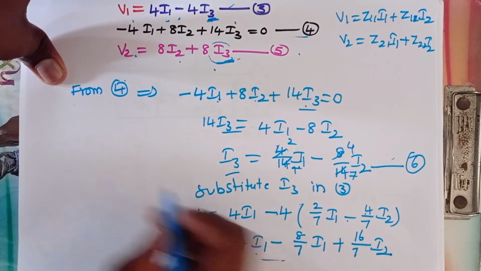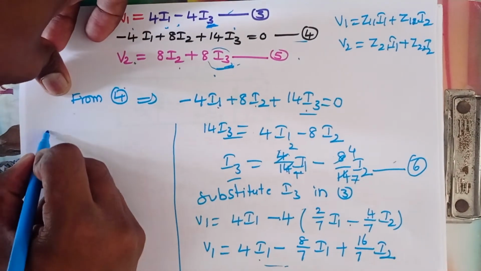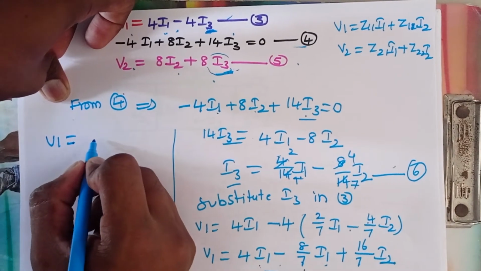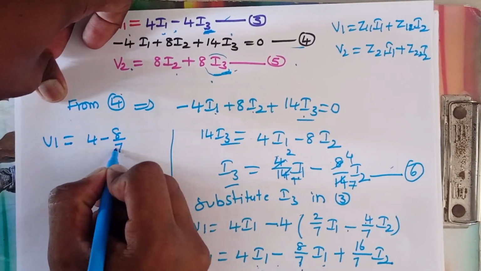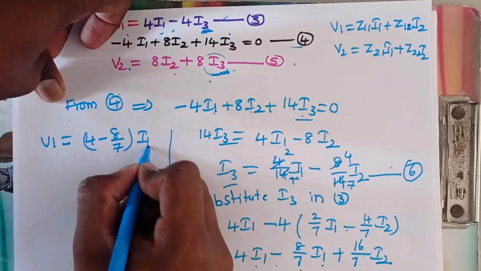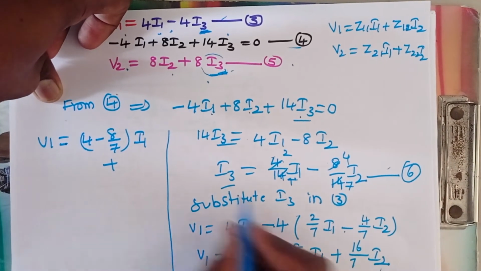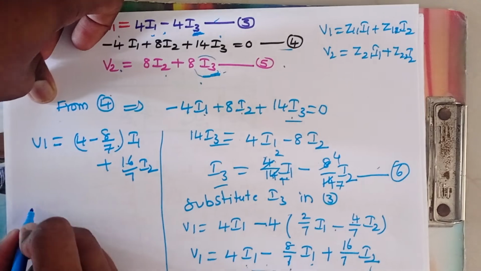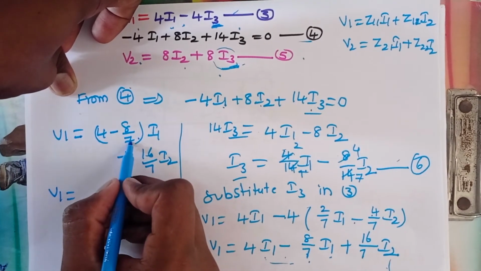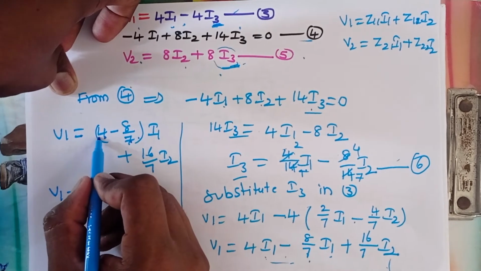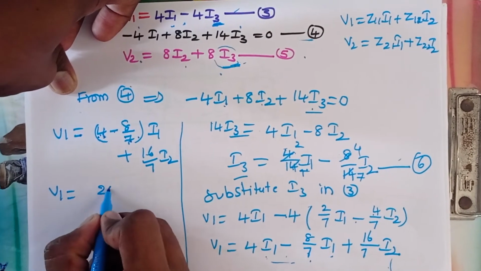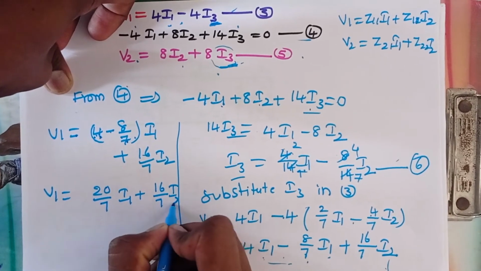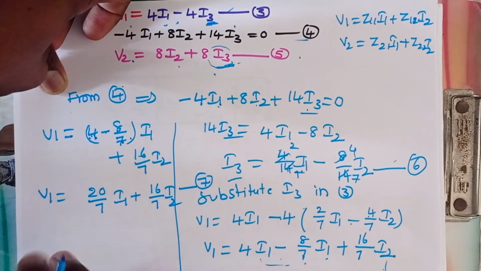Here, in this equation, consider V1 equal to 4I1 minus 8 by 7 I1. Take common I1, that is 4 minus 8 by 7 into I1 plus 16 by 7 I2. Simplify this equation. V1 equal to 2 4s are 8, 7 4s are 28, 28 minus 8 is 20, 20 by 7 I1 plus 16 by 7 I2. Let us assume this is equation number 7.